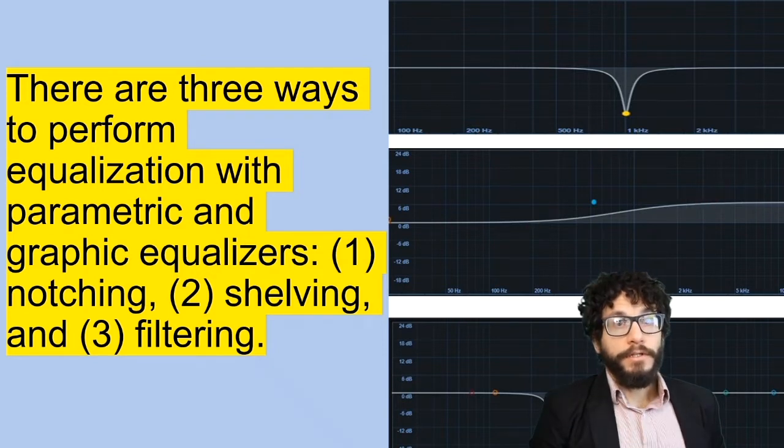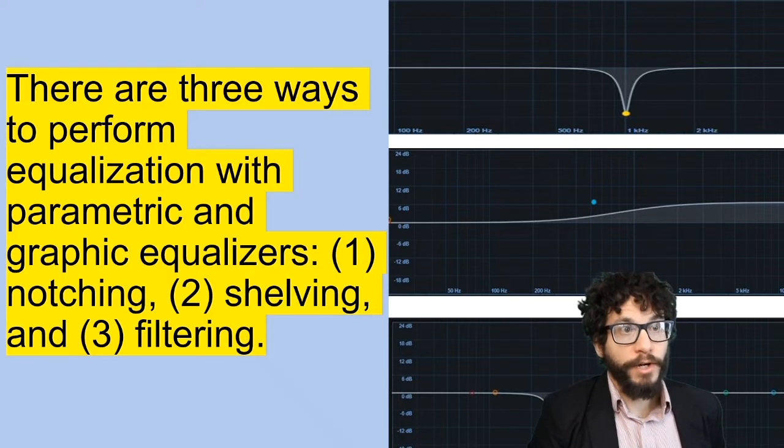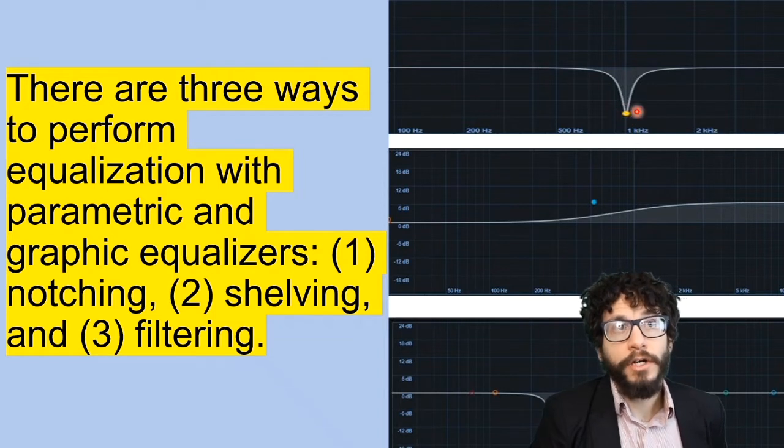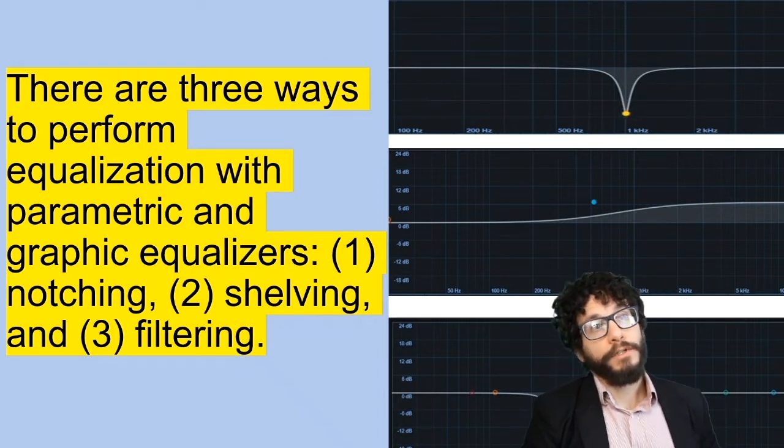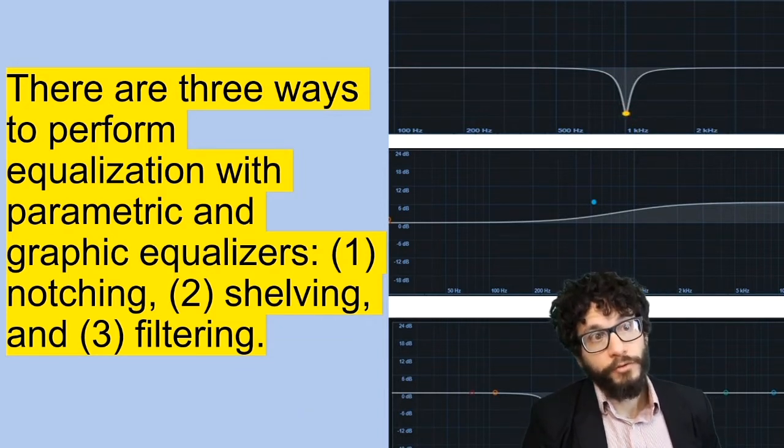And finally, filtering is a method of equalization that allows you to completely remove a frequency. So it looks like right around 220 has been completely removed. Notice how it's different than a notch. The notch doesn't go all the way down. Here we have 220 completely turned off. So this is a notch filter.